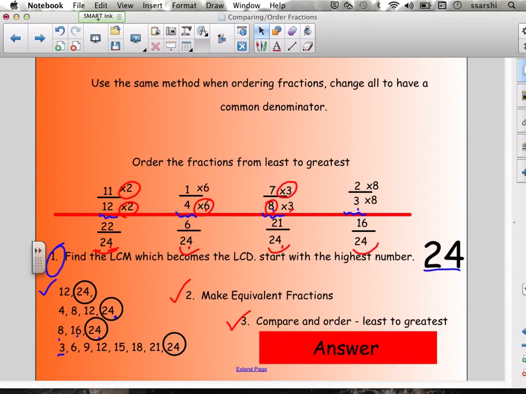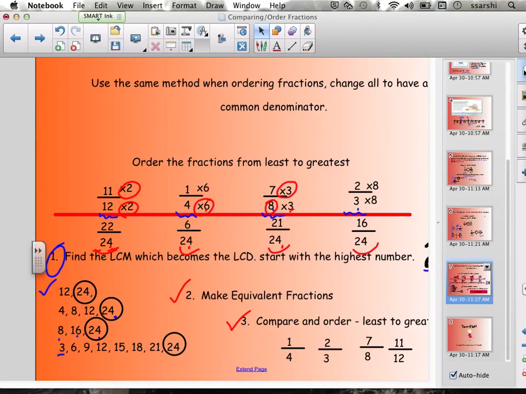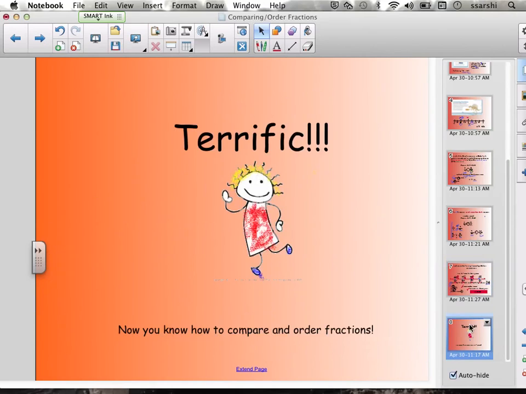I look back at the instructions, and it was from least to greatest. So my original set of fractions, which are here on this top line, in order from least to greatest will look like this: 1/4, 2/3, 7/8, and 11/12. That's ordering them from least to greatest. Terrific. We're done. And now you know how to compare and order fractions.